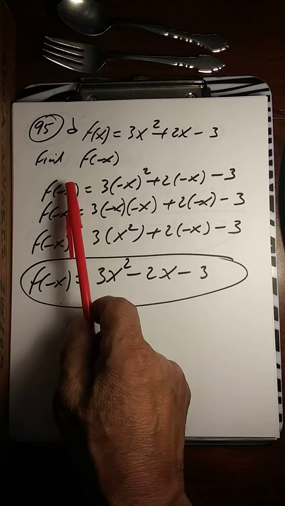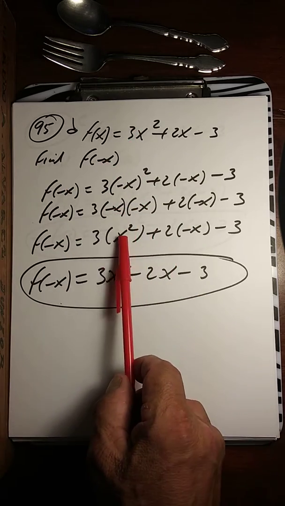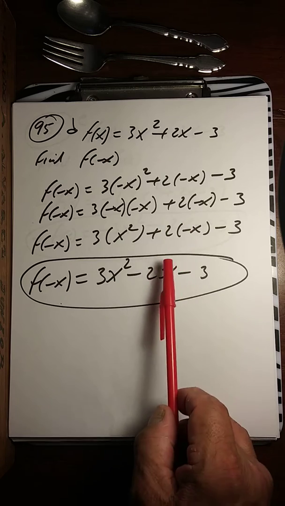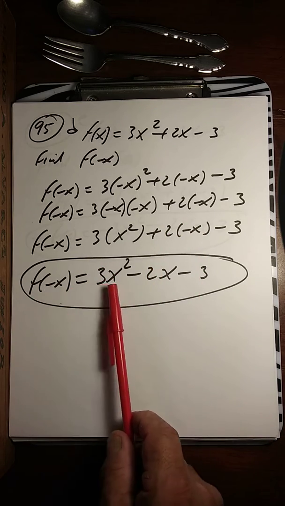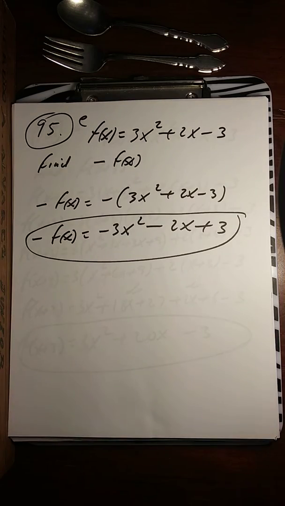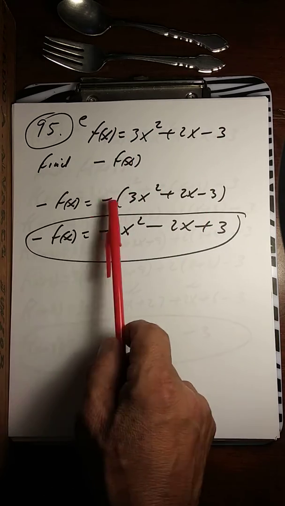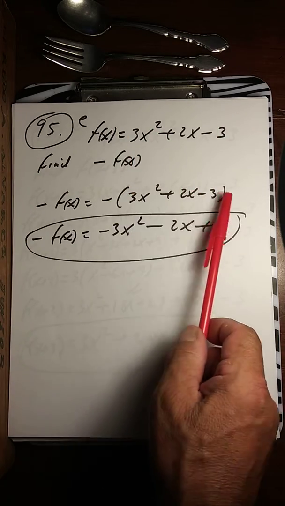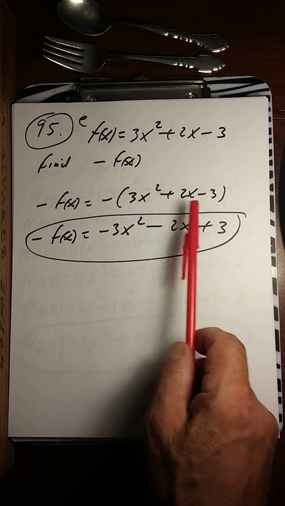F of negative x. You put negative x for all the x's. Negative x squared, negative times negative is positive. 3x squared plus, that's negative 2x, and then minus 3. So f of negative x is 3x squared plus 2x minus 3. Find negative of f of x. So here's the original one. Negative of this changes all these signs. So it's going to be negative 3x squared, negative 2x, and negative 3.